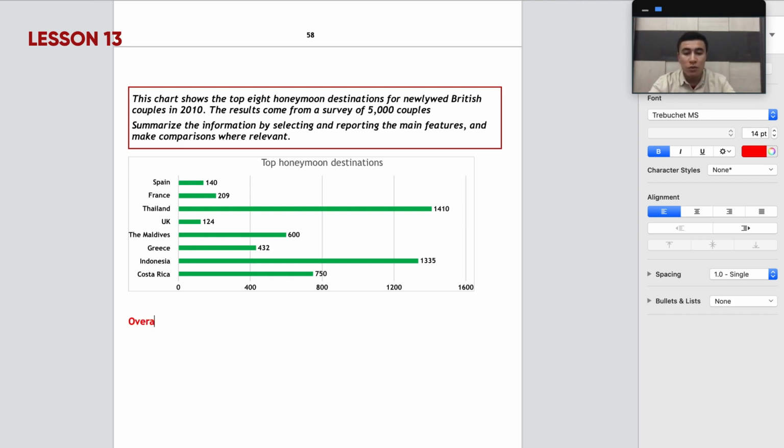Now, overall, what stands out from the graph is that Thailand and Indonesia are the most commonly chosen. So I'm trying to use similar language so you can use these words, these structures. Okay, most commonly chosen.